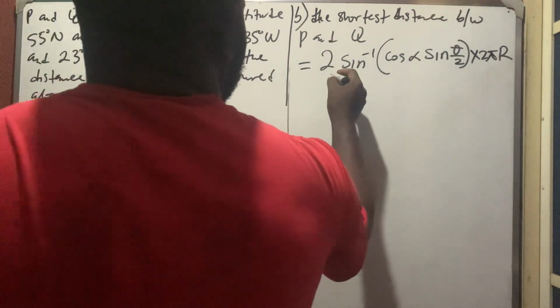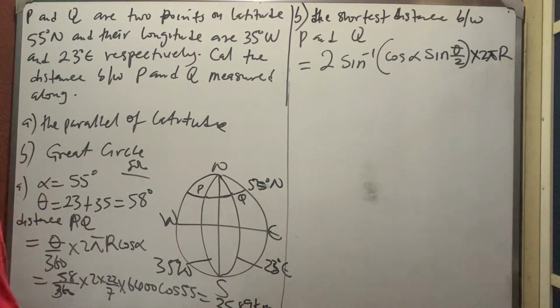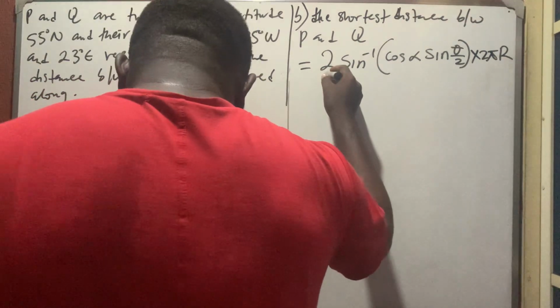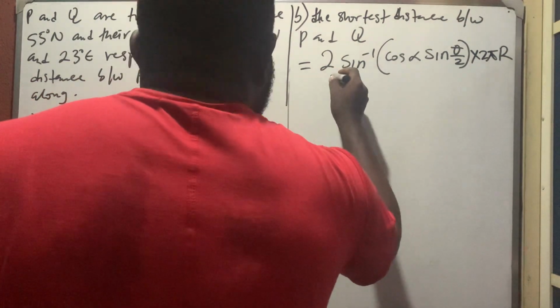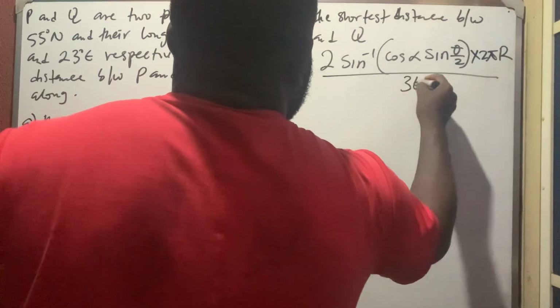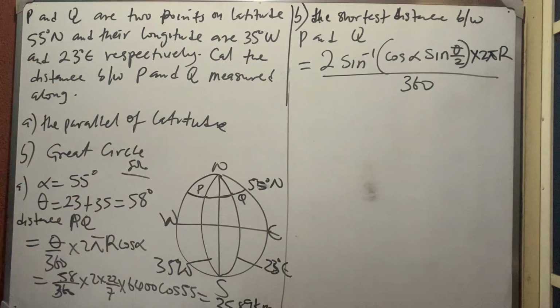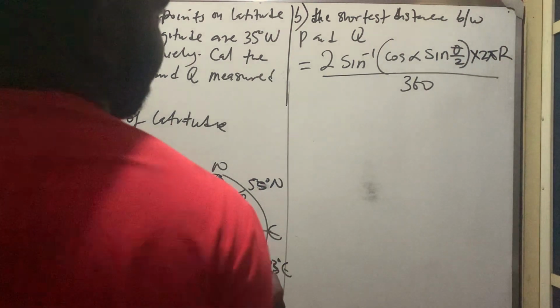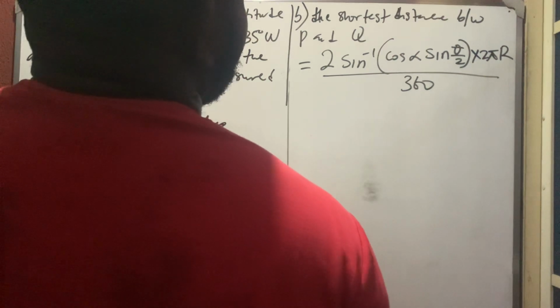So what do I have now? Sorry, divided by 360. I forgot. Please, you must divide it by 360. So please correct that formula I gave you. It must be divided by 360. Very, very important. It must be divided by 360. All right, so let us go now.